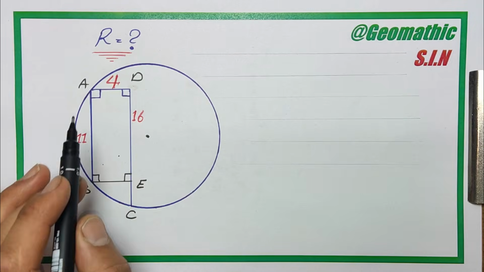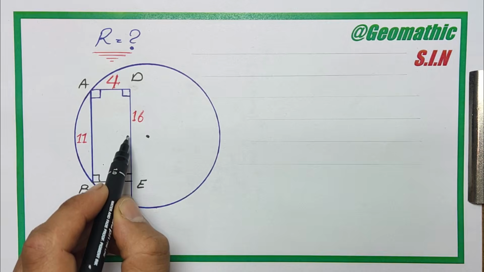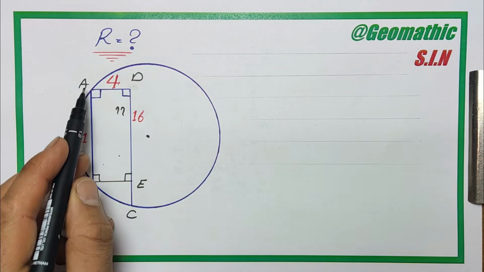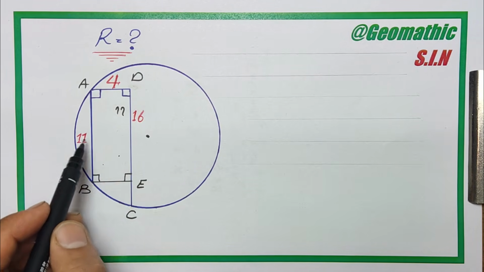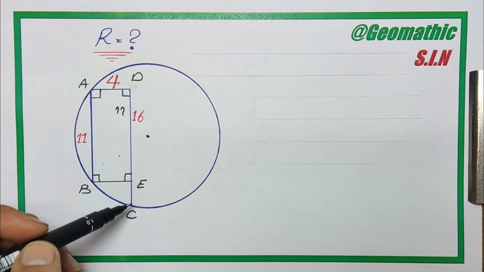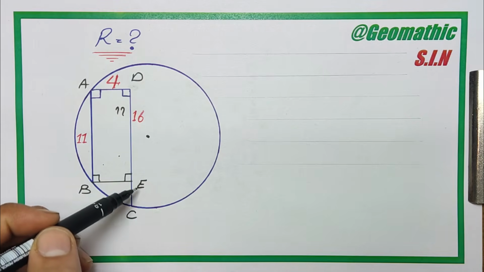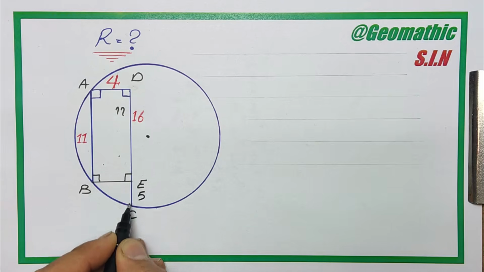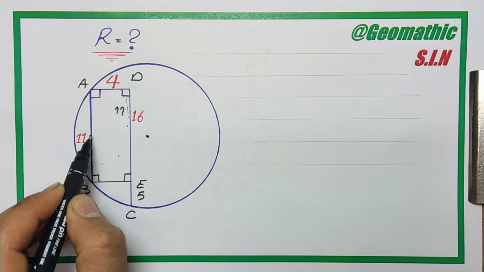As we know, opposite sides of a rectangle are equal. By doing this, we mark 11 units along DC. So DE equals 11, exactly like AB, because opposite sides in a rectangle are equal and parallel. We know DC equals 16. So if this part is 11, the remaining segment of DC is 16 minus 11 equals 5. So EC equals 5.